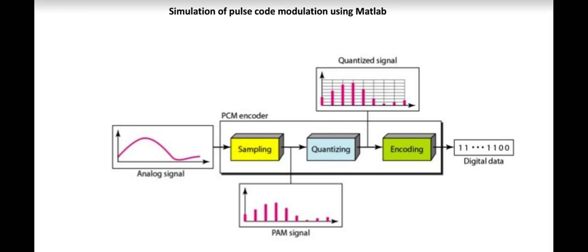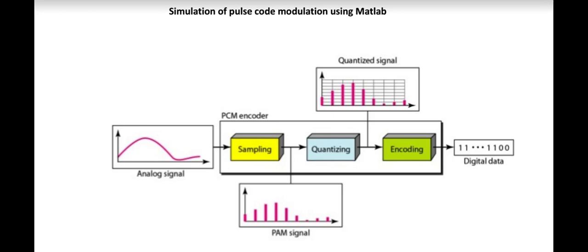Then these sample values are quantized. A definite finite number of voltage levels is assigned to them. Then finally they are encoded. If it is a 3-bit encoder, then each voltage level is encoded into 3 bits. If it's a 4-bit encoder, each voltage level will be encoded into 4 bits.